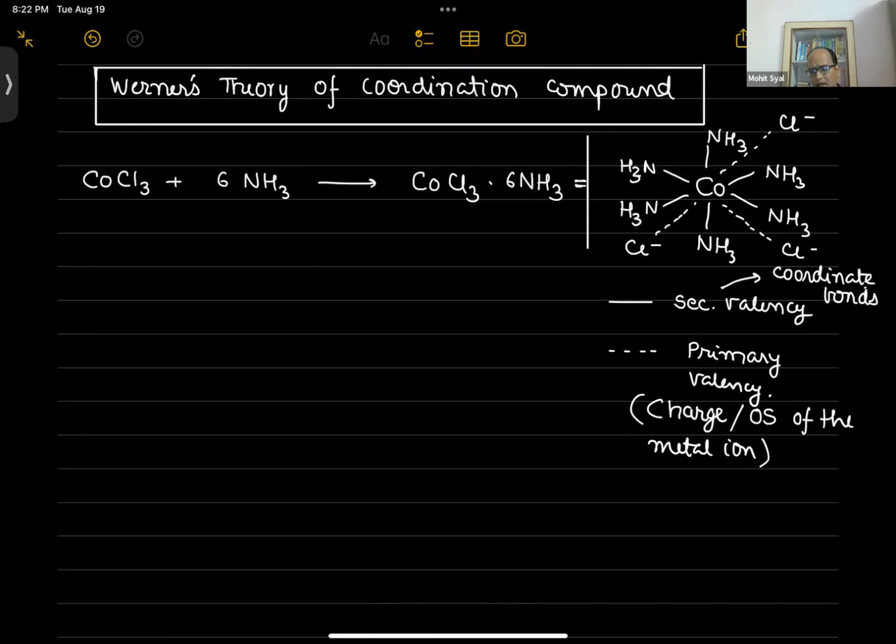Representing the bonds between the cobalt and ammonia. These are the covalent bonds or the coordinate covalent bonds. Got it? And when you try to put it in water, what happens? They dissociate into ions. And how do they dissociate? This whole thing with the cobalt and 6 ammonia molecules remains intact.